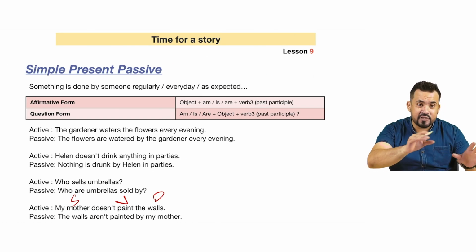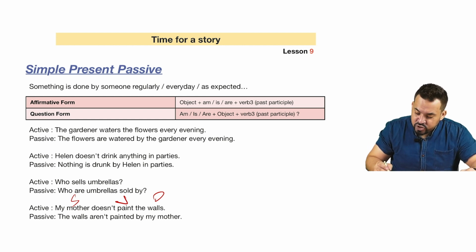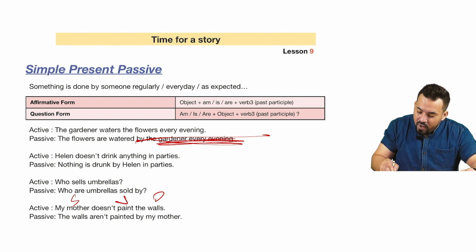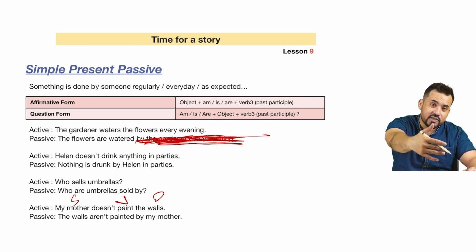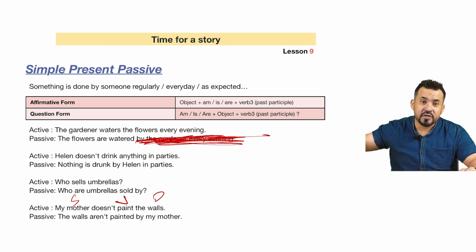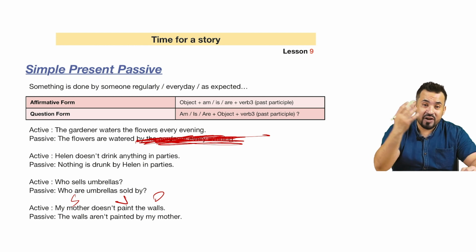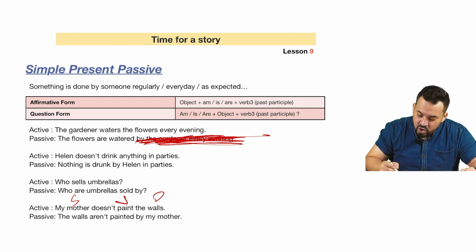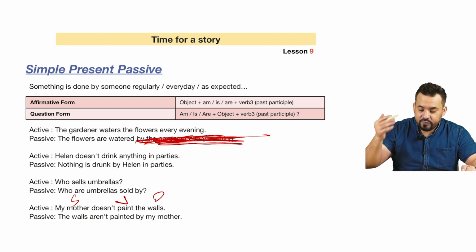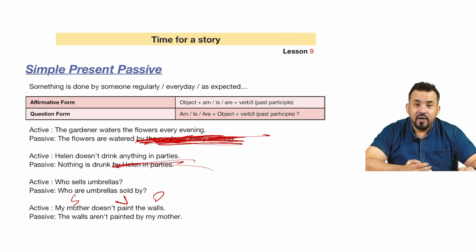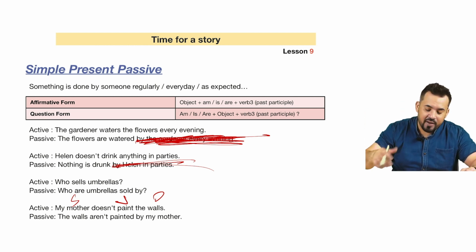Like, for example, the sentence is fine without even mentioning the subject of the active sentence. Here, the flowers are watered. That's it. We don't care who waters the flowers. We only care that the flowers are being watered. That's why we use the passive. We can add additional information and say who waters the flowers, but we don't care. Same thing here. Helen doesn't drink anything at parties. Nothing is drunk. So we don't care about the subject. We only care about the result. That's why we use the passive.